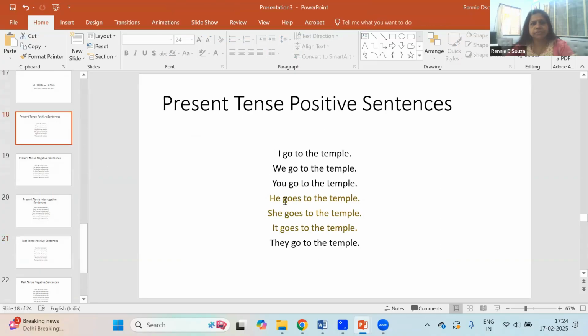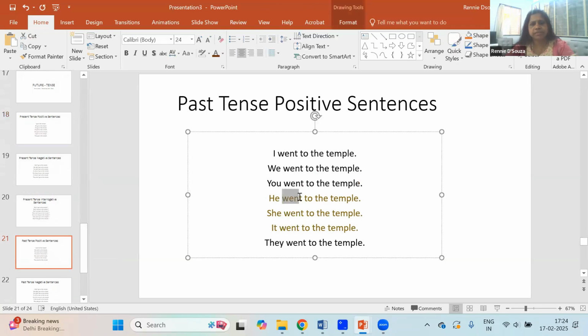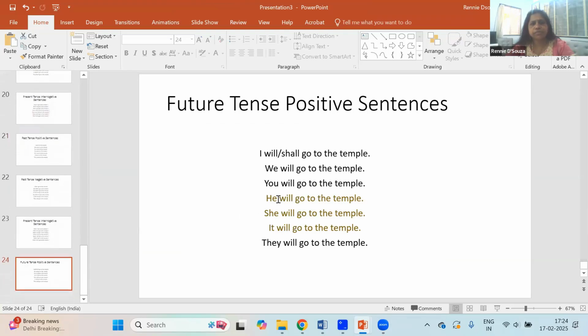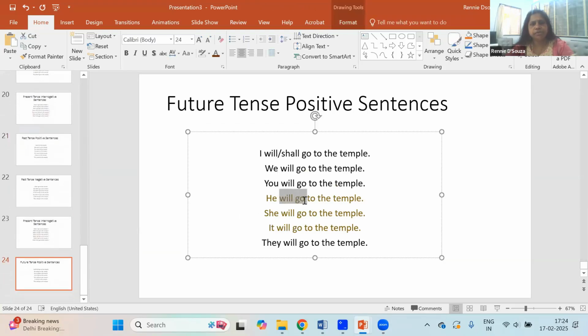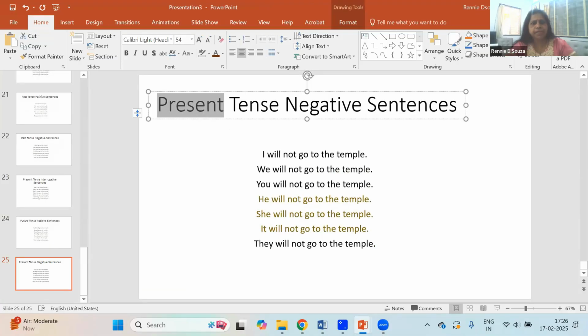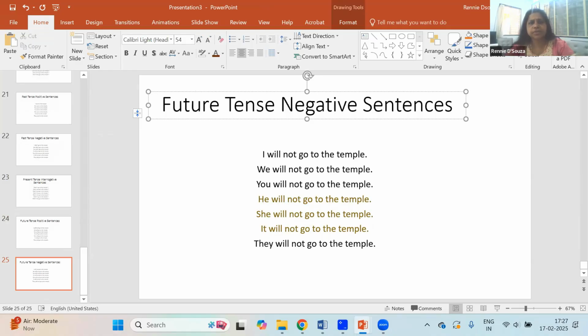This thing you should remember. Keep it in mind. And we have seen here goes became went. Present tense goes became went in the past tense. Right? The verb changed here for he, she, it. And here it becomes will go. Present tense verb only will be there. Only thing that is extra is here, will. That is for the future tense. Alright.